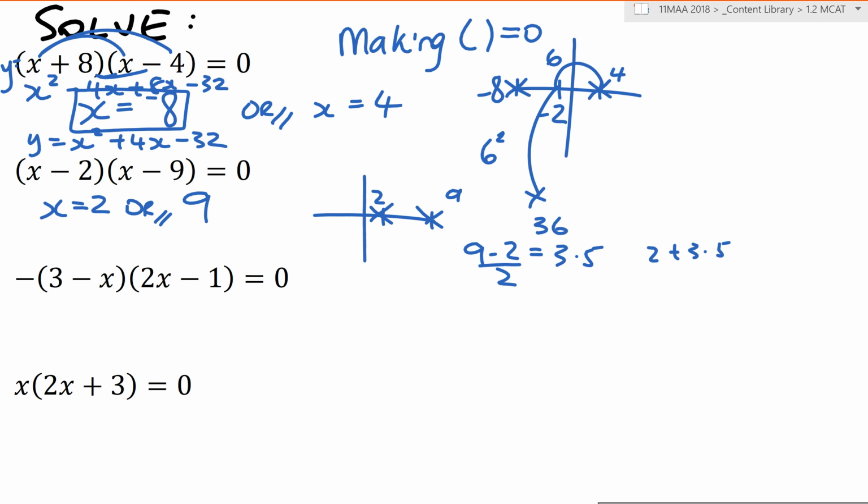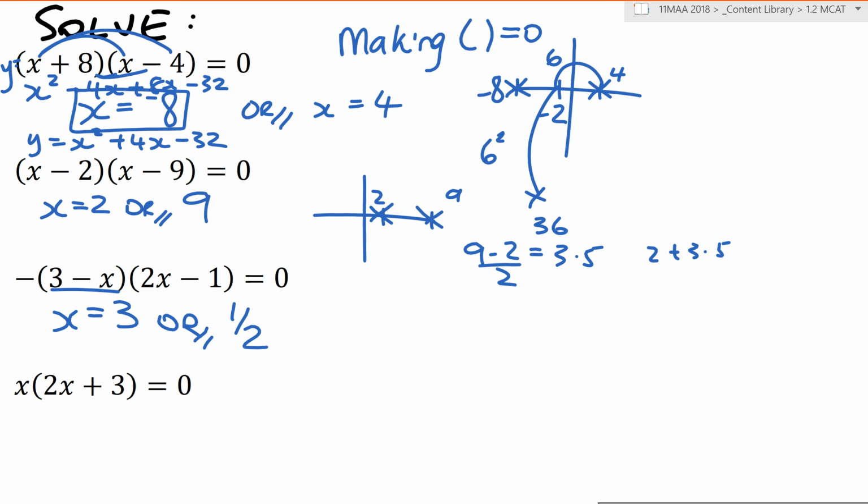Next one. Jacoby, what are my answers here? Positive 3 and 0.5 for a half. Can everyone see why the answer is 3? Some of you looking blankly. Can you understand why it's 3, Ryan? Right? Can you understand why it's 3? Because it's taking away 3 then it equals 0. Because 3 take away 3 is 0.